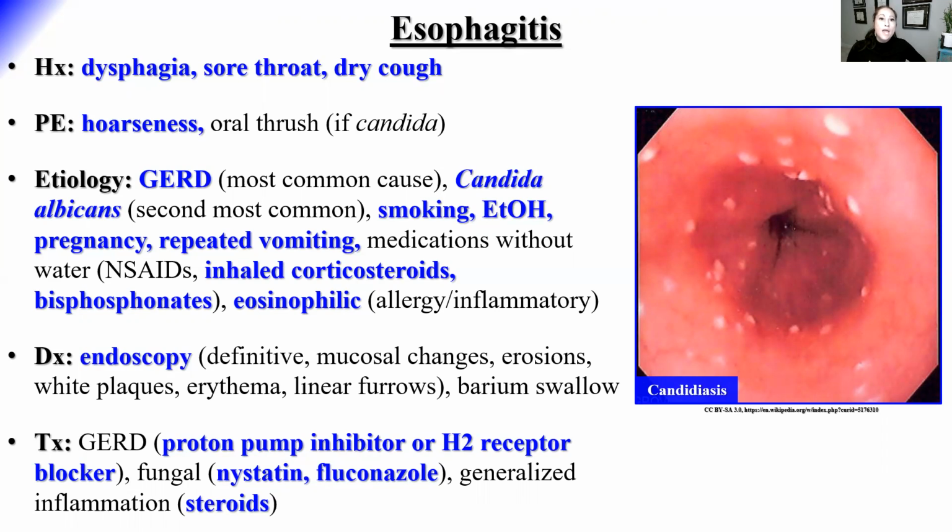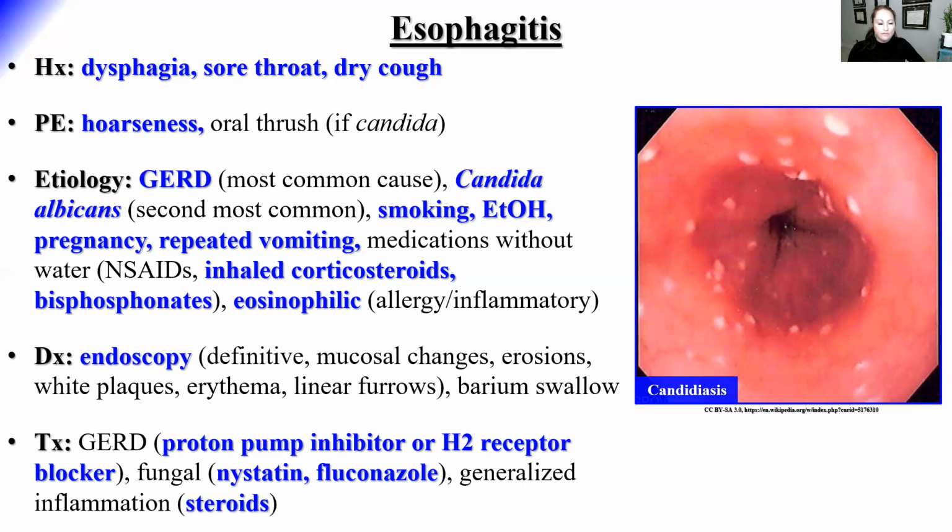Endoscopy is going to be our correct answer choice for this one because we actually want to visualize the anatomic structures here. This is definitive. It will show us mucosal changes, erosions, white plaques if we have candida, erythema, and then a linear type of furrows in the esophagus. Barium swallow, if you think it might be a motility disorder, it's not a wrong answer, but it's not the most definitive answer choice, and that's what we're looking for on the boards.